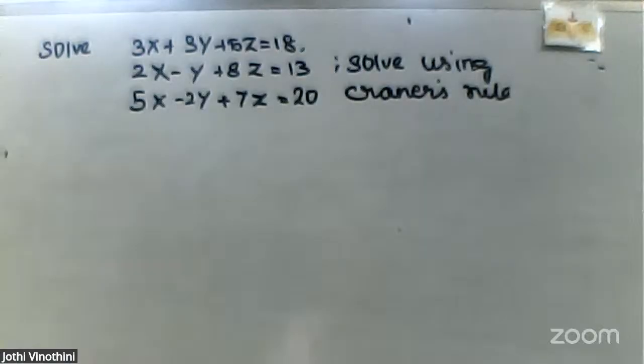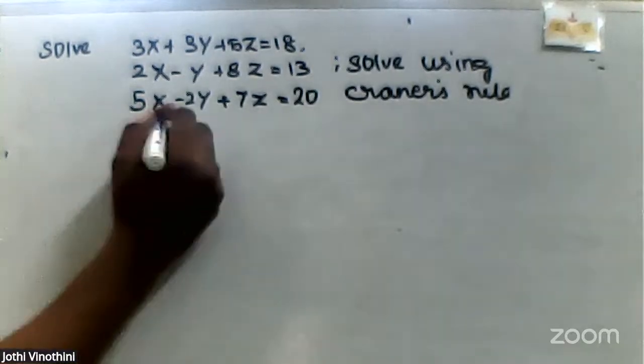So now we are provided with three linear equations and we have to solve this using Cramer's rule. We have three variables, X, Y and Z, and we have to find what X, Y and Z are. Before we can solve, what is Cramer's rule?